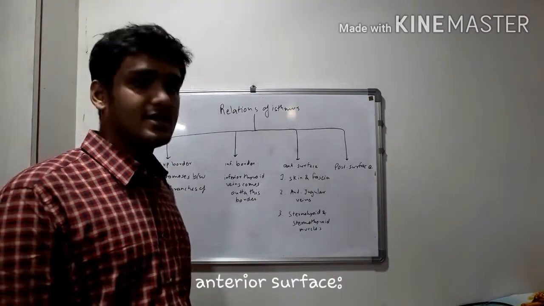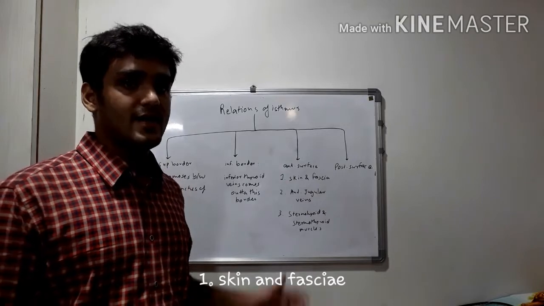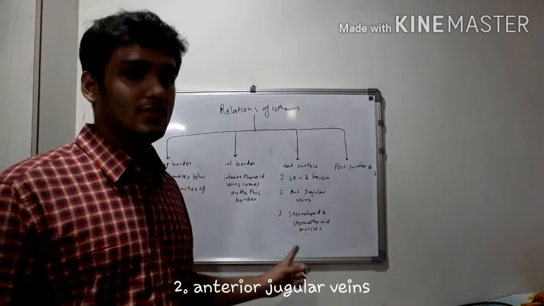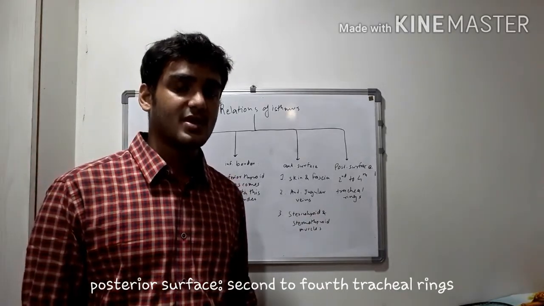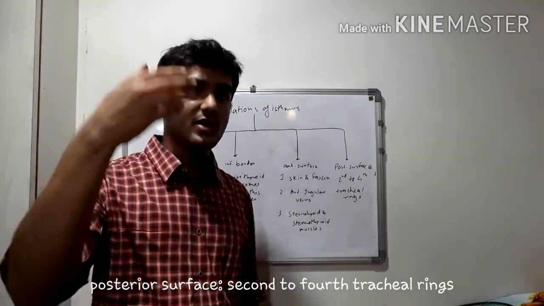Then coming to the anterior surface, we have the skin and fascia, the anterior jugular veins, and the sternohyoid and sternothyroid muscles of both sides. Lastly, talking about the posterior surface, it has second to fourth tracheal rings.